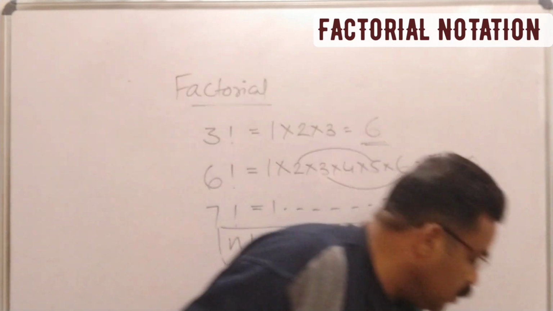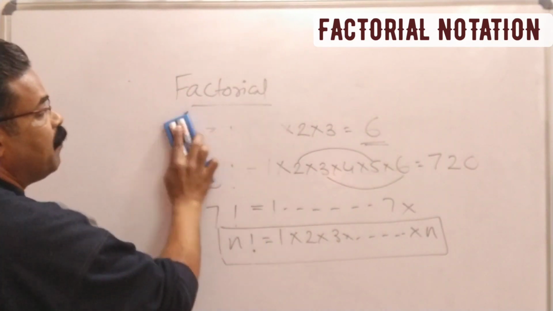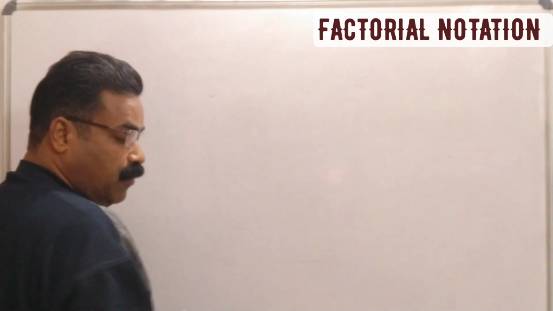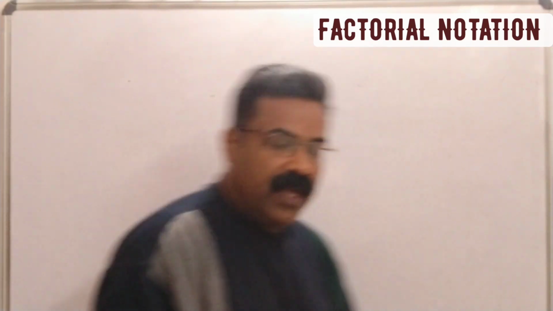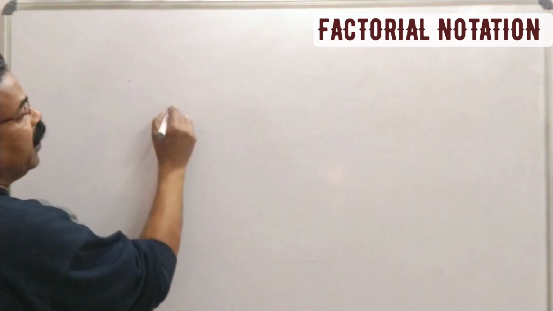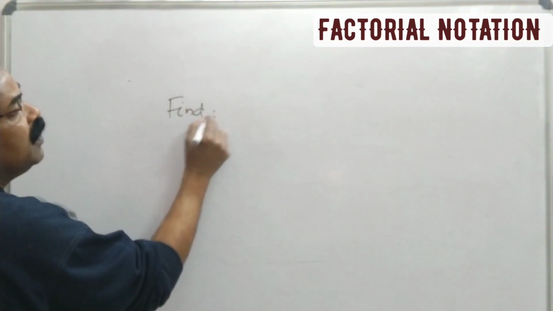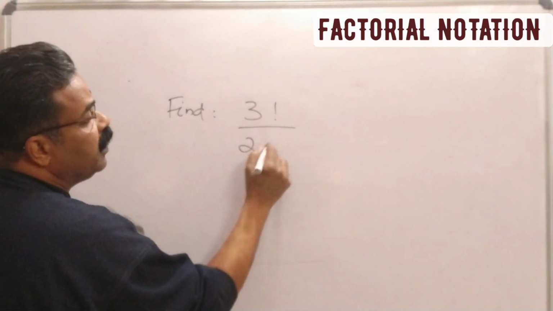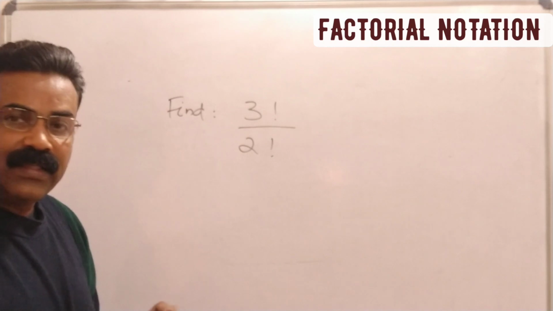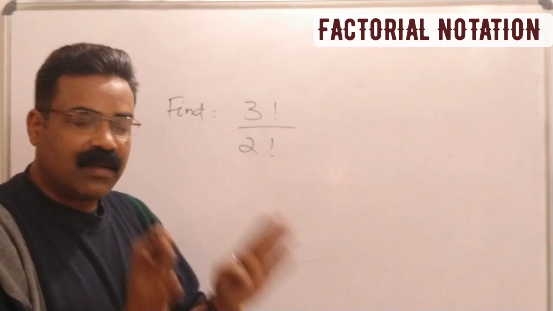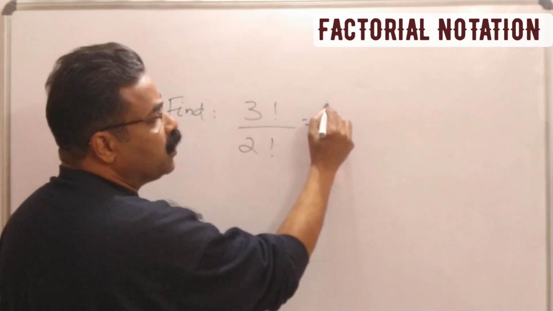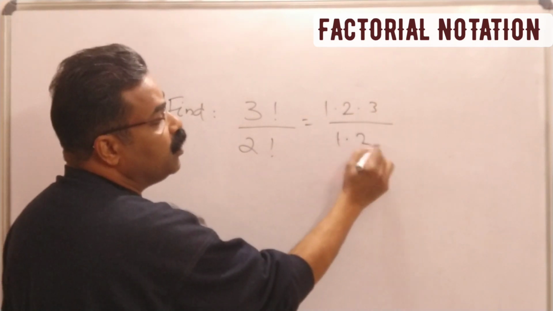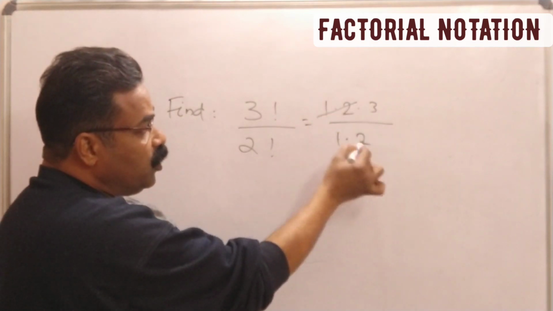Now let me come to the questions and how it is applied. For example, a simple concept-building question: find 3 factorial divided by 2 factorial. It is a simple basic concept. We know 3 factorial means 1 into 2 into 3, and 2 factorial is 1 into 2. So I can cancel the 1 into 2 in both.